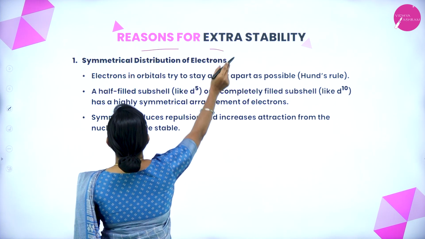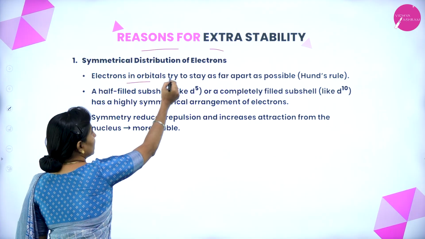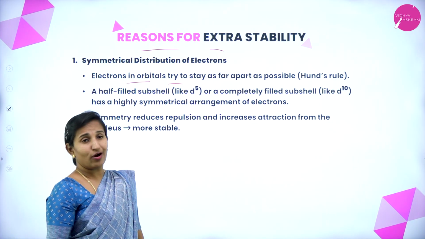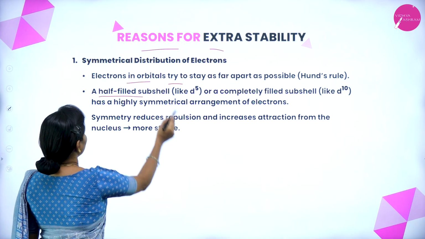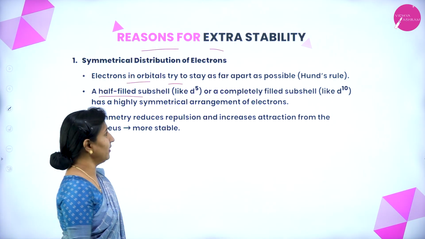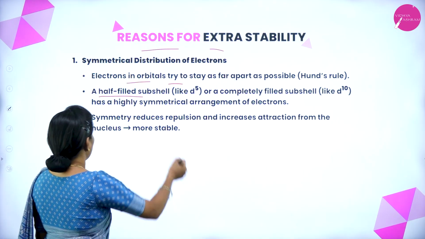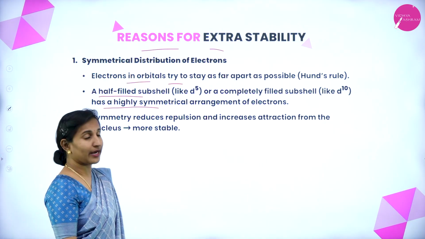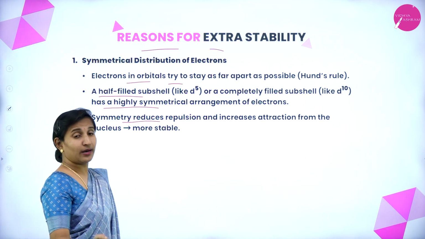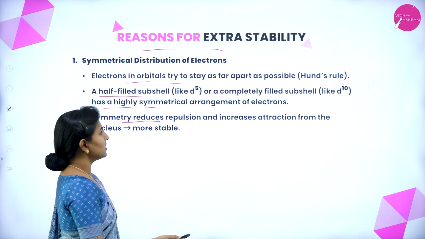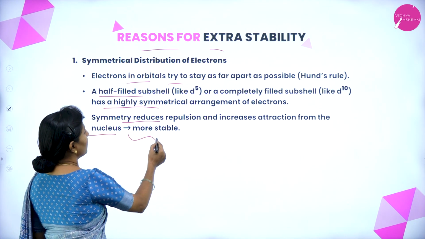Reason for extra stability, symmetrical distribution of electrons. The electrons in orbitals try to stay as far apart as possible. A half-filled subshell like d5 or a completely filled subshell like d10 has a highly symmetrical arrangement of electrons. Symmetry reduces repulsion and increases the attraction from the nucleus, so they are more stable.